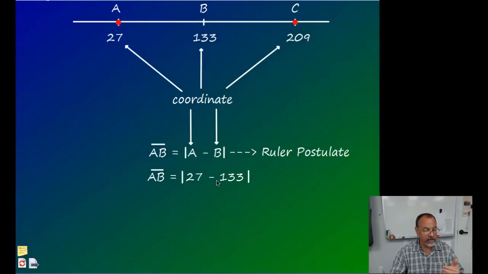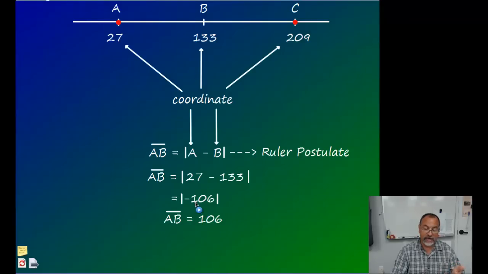Putting 27 in for A, that's substitution, algebra. Putting 133 in for B, that's substitution, algebra. Now the rest is just calculating and doing algebra. You're not doing geometry anymore, you're doing algebra. So 27 minus 133 is a negative 106. The absolute value of negative 106 is 106. So the length of AB is 106. Okay? Geometry here, the rest is algebra.